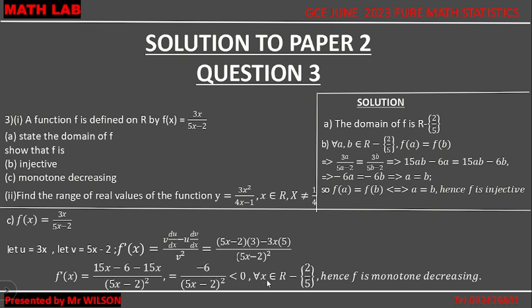So that is it. Hence for all x that is an element of the real numbers, except 2 over 5, we have that f is monotone decreasing. Okay, so with that, let us now pass to the Roman 2 part.